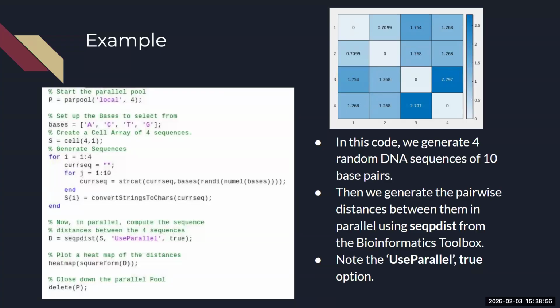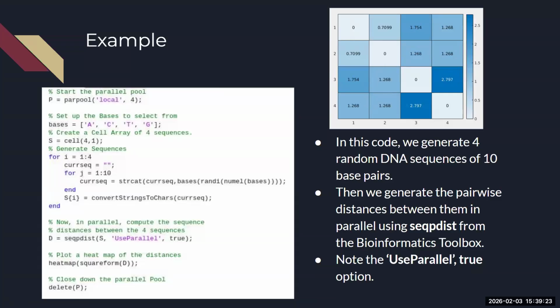Okay, that's cool. So seqpdist is a good example of one of these kinds of functions. In this one, you don't explicitly pass the parallel pool to it, but you have to give it this UseParallel parameter, and you have to tell it true. This is specifically coming from the Bioinformatics Toolbox. Other functions are going to do this differently.